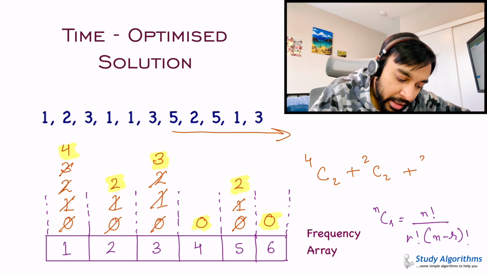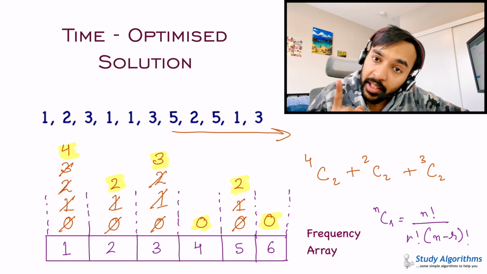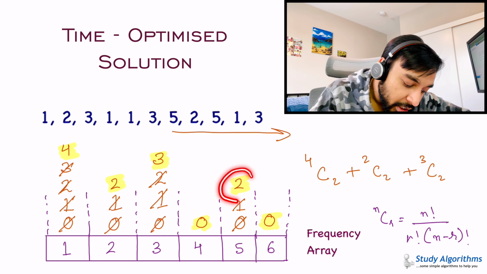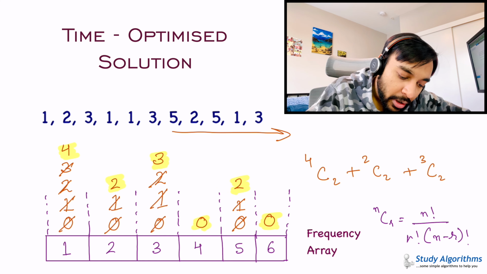You cannot form any pairs with the element 4 and you cannot form any pairs with the element 6, right? But you can form 2C2 pairs with the element 5, right? So I will also add this to my result. So in the end, we can say that the total number of pairs will be given by this formula. Once you have calculated this, this will simply return you your answer.